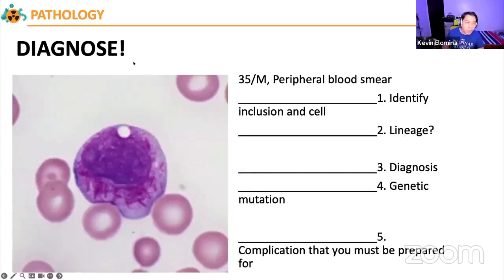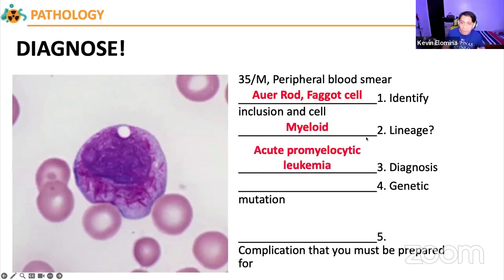Okay? Now, diagnose. This one is a common case. Lagi ang lumilitaw. So, ano yan? 35-year-old male, a blood smear. So, anong nakikita nyo sa screen? You have your Auer rods, no, in a cell. So, yan. You have your Auer rods. And then, this is a myeloid leukemia, particularly your acute promyelocytic leukemia. So what's the characteristic translocation? It's your t(15;17). And that t(15;17) causes its susceptibility, no, to vitamin A, no, to all-trans retinoic acid.